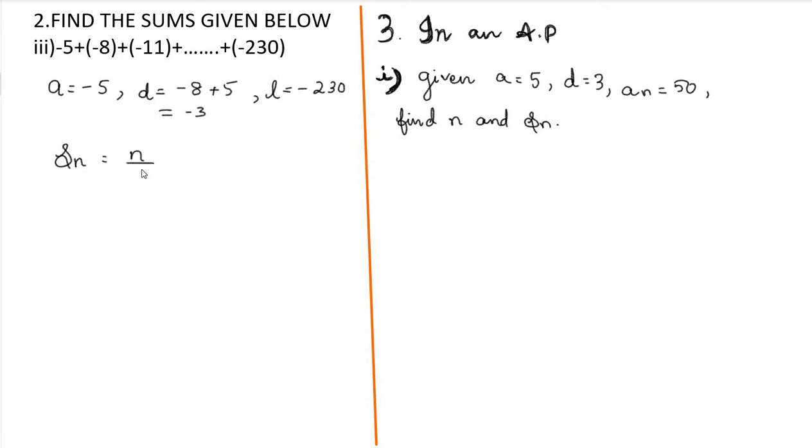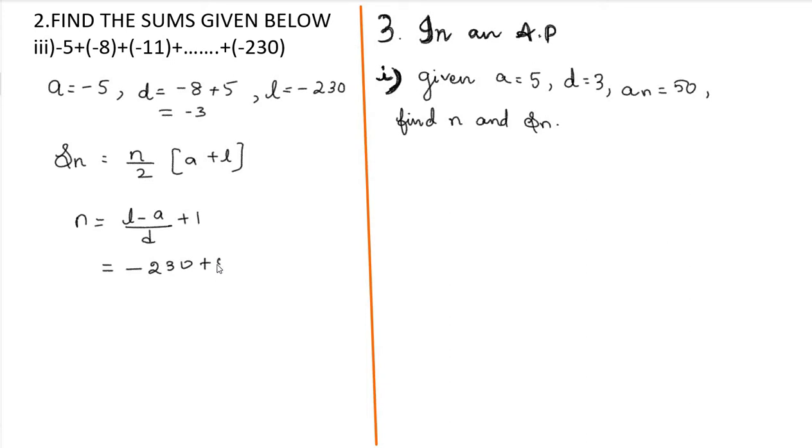Sn is equal to n by 2 into (a plus l). We can use this formula. Before finding Sn, we need to find n. We already know to find n using the formula n is equal to (l minus a) by d plus 1. What is the last term we have in this place? Minus 230.